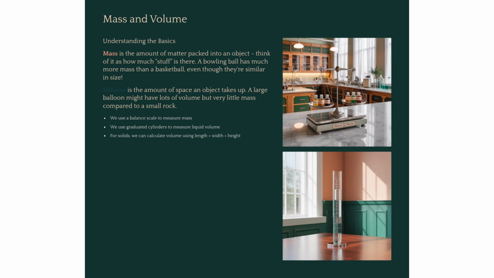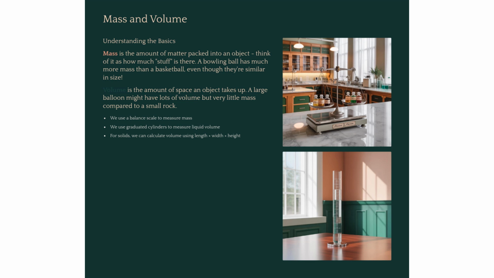Two of the most important physical properties are mass and volume. Mass is simply how much stuff is in an object. If you were on a spaceship, your mass would be the same, but your weight would be different because there's less gravity. Volume, on the other hand, is how much space something takes up.